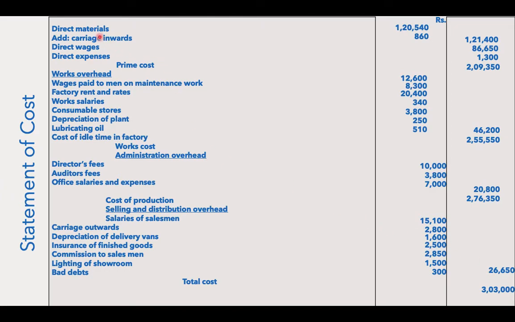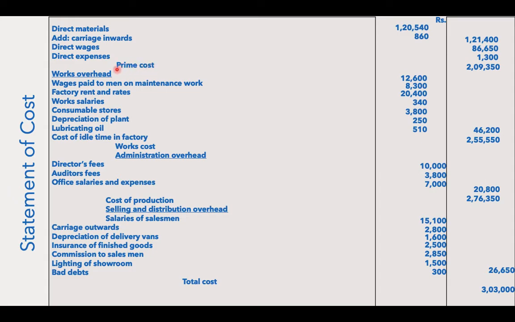See, first one we have the direct materials from the problem. It is 1,20,540. Then we have to add the carriage inwards on materials. It is 860. If we add these two items, we will get the answer as 1,21,400. Then along with this, we have to add direct wages and expenses. It is 86,650 and 1,300. So if we add all these three items, we will be getting the answer as 2,09,350. And this can be called as our prime cost.